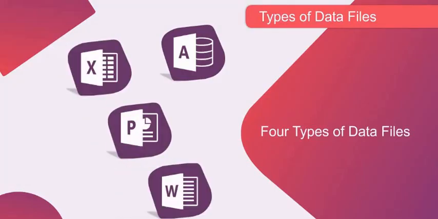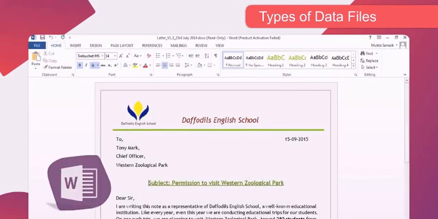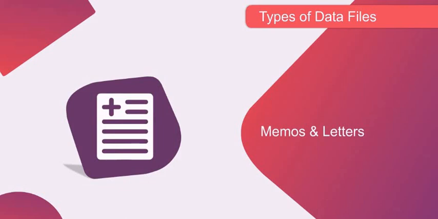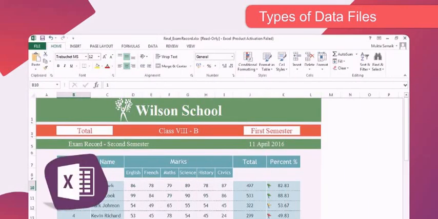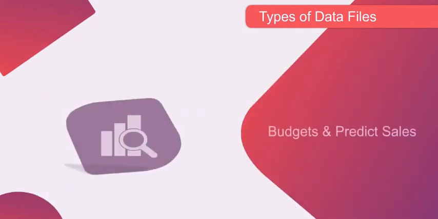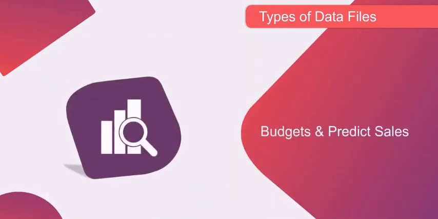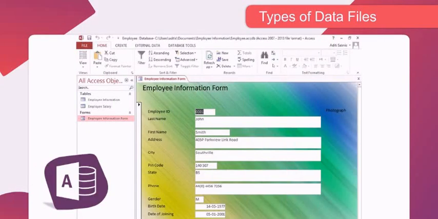Four common types of data files are document files created by word processors such as memos and letters; worksheet files created by electronic spreadsheets to analyze things like budgets and predict sales; database files created by database management programs, which contain organized data. For example, an employee database file might contain all the workers' names, job titles, social security numbers, and other related information.